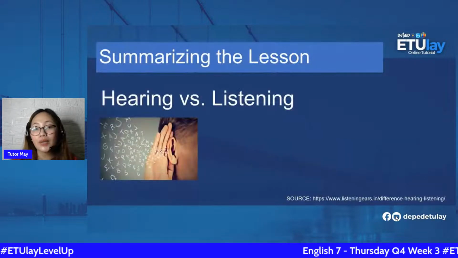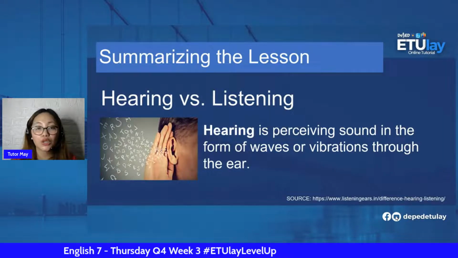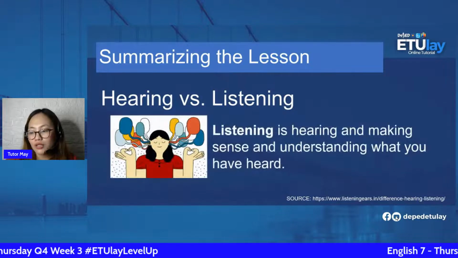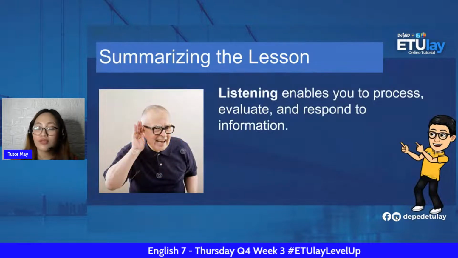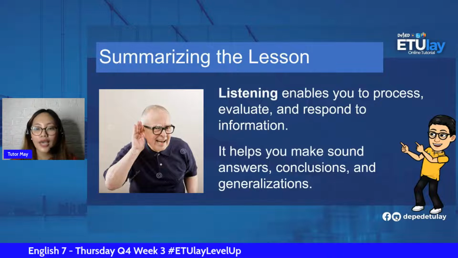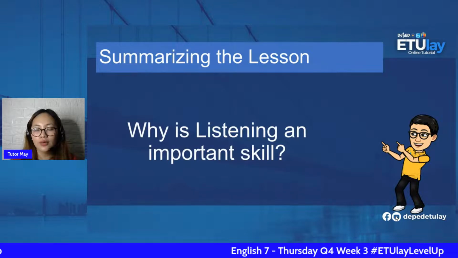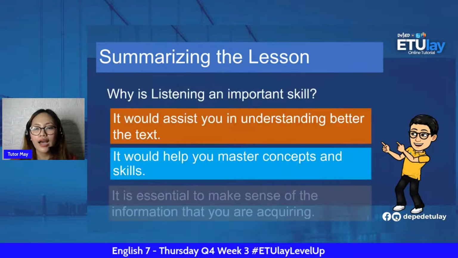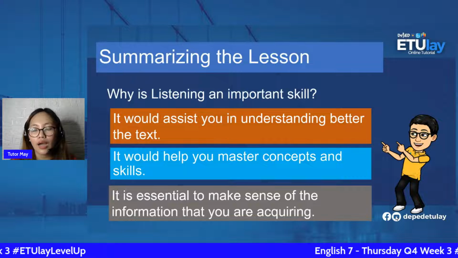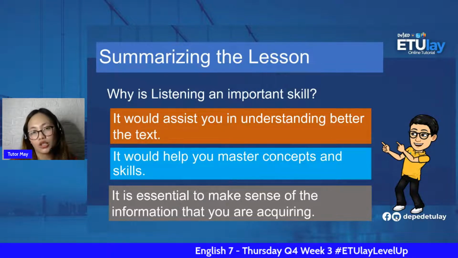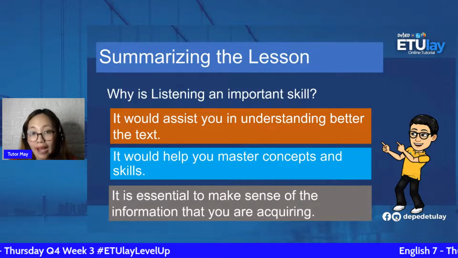Let's summarize our lesson. So hearing and listening are very different from each other. When we hear, that's perceiving sound waves, only vibrations through our ear. But when we listen, we try to understand what we have heard. Listening enables you to process, evaluate, and respond to information. It also helps you make sound answers, conclusions, and generalizations. Now, before we end our lesson for today, I want you to also share what you have learned. Aside from these things that you can see on your screen, I want you to come up with your own answer now that we have finished our lesson for today. Why is listening an important skill now for you?